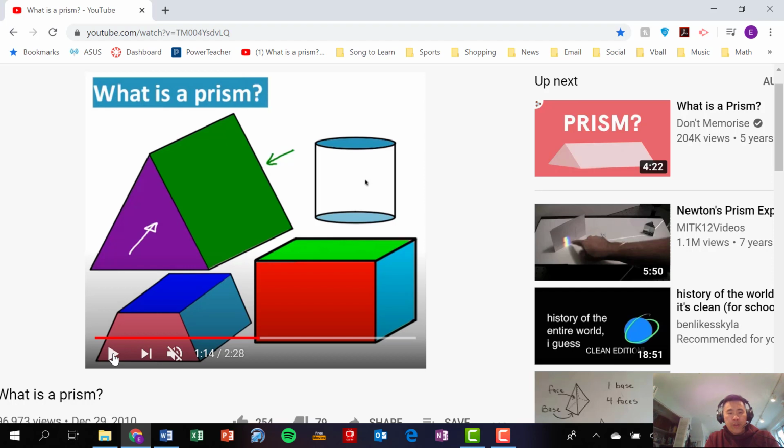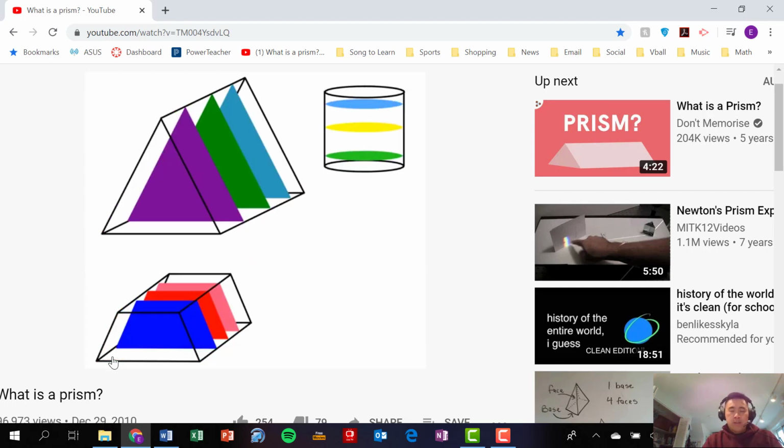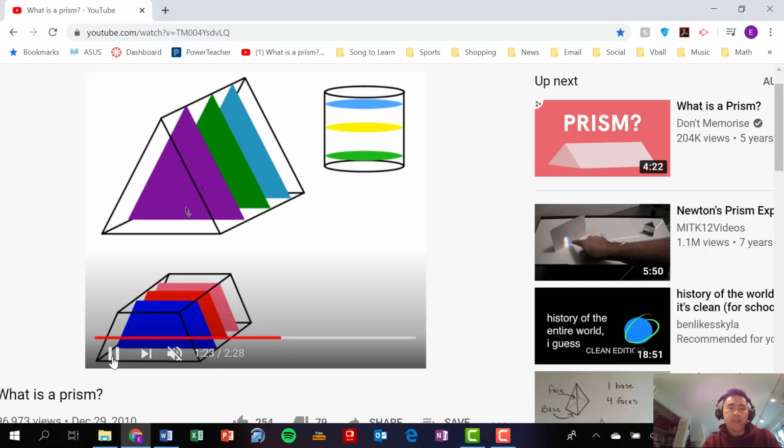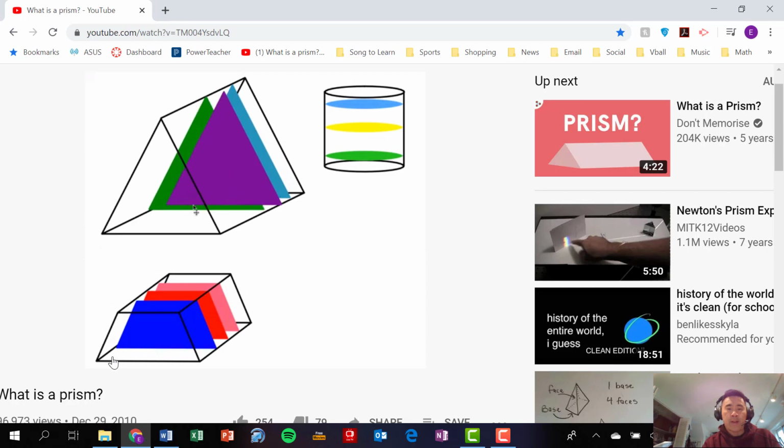They're congruent to each other, and if you take a look at it, each of the shapes is the same all the way through the entire prism. So it starts out at one face and then it moves all the way, and it's exactly the same at the other face of the prism.